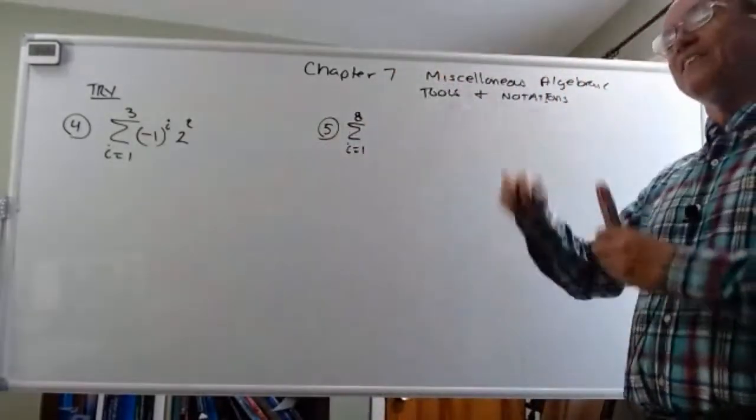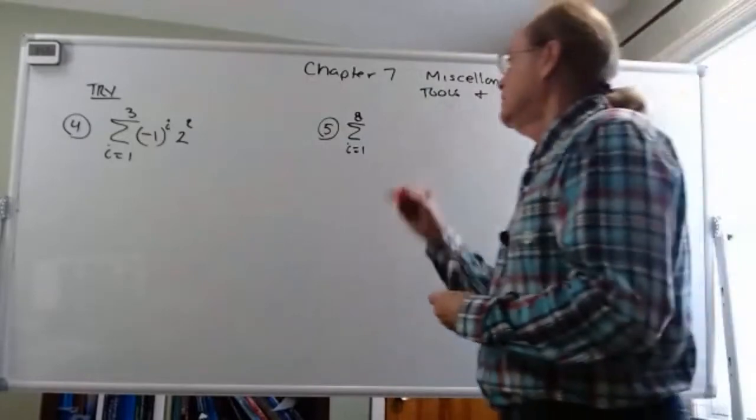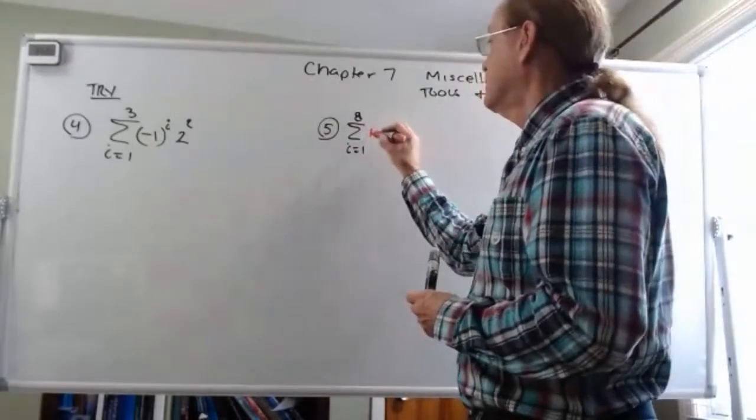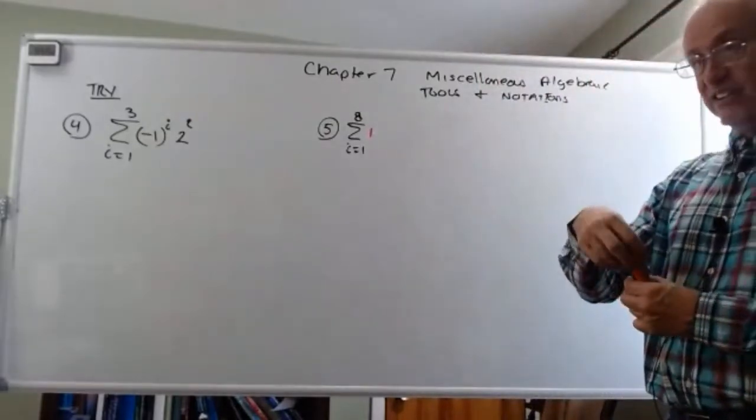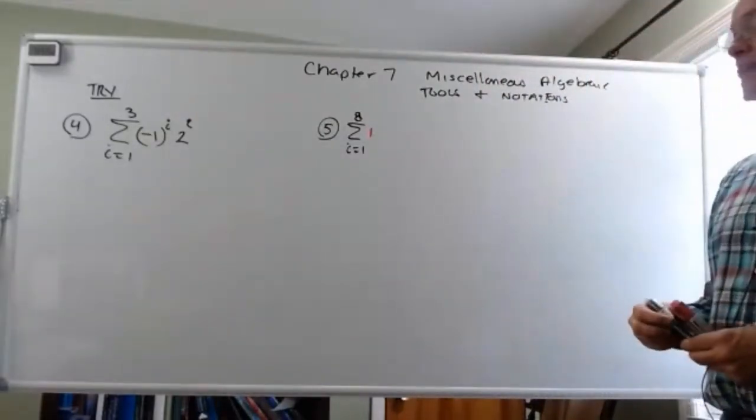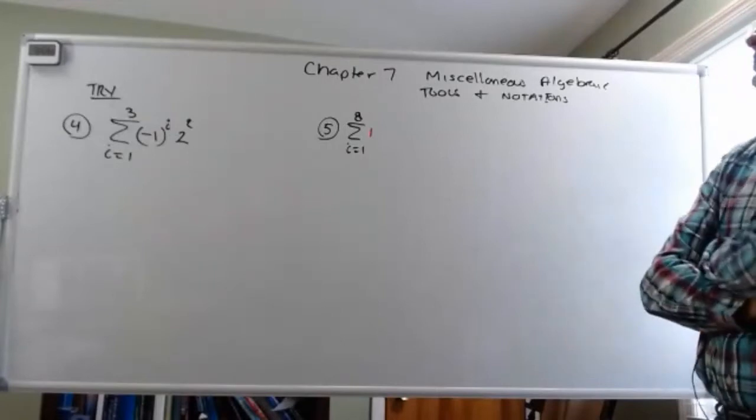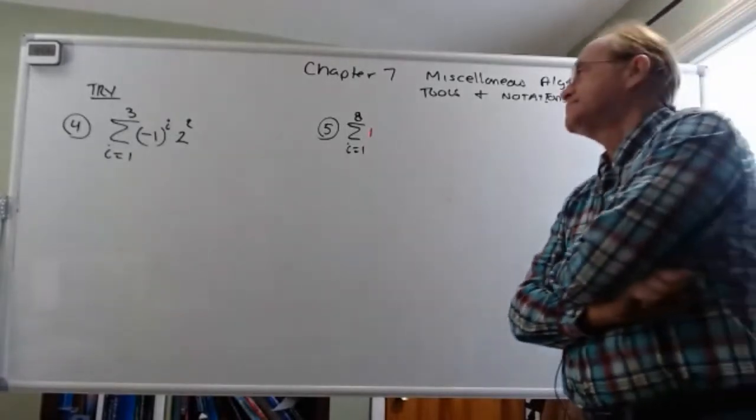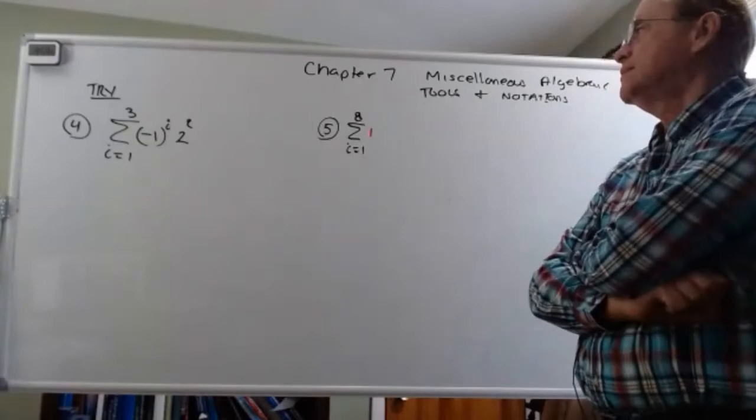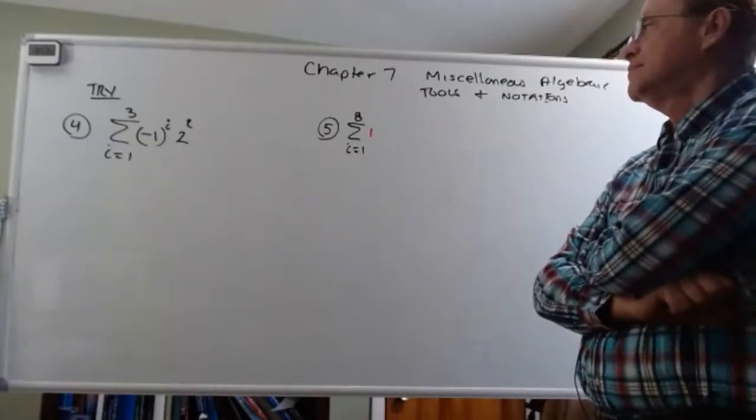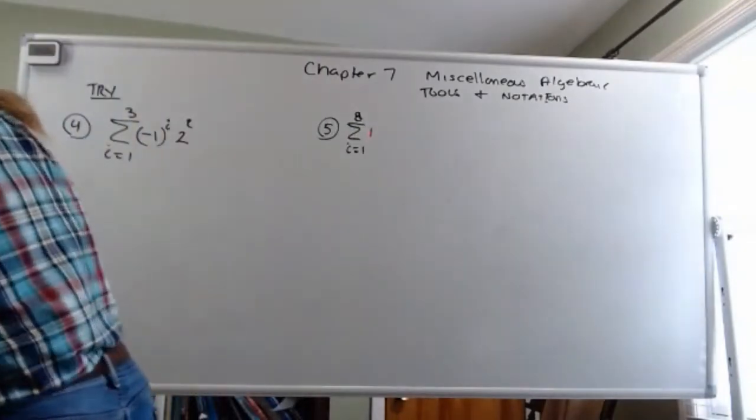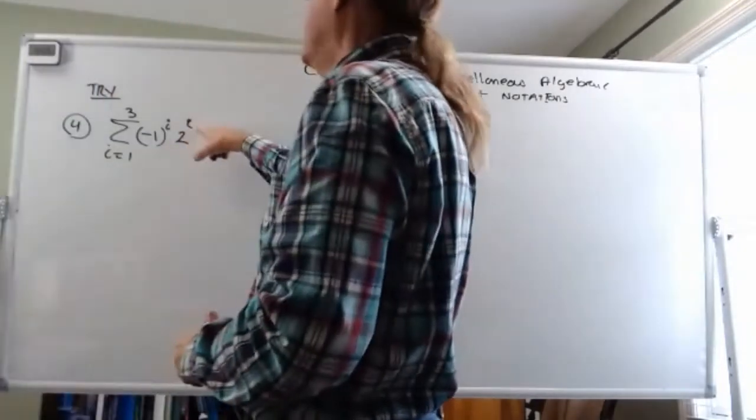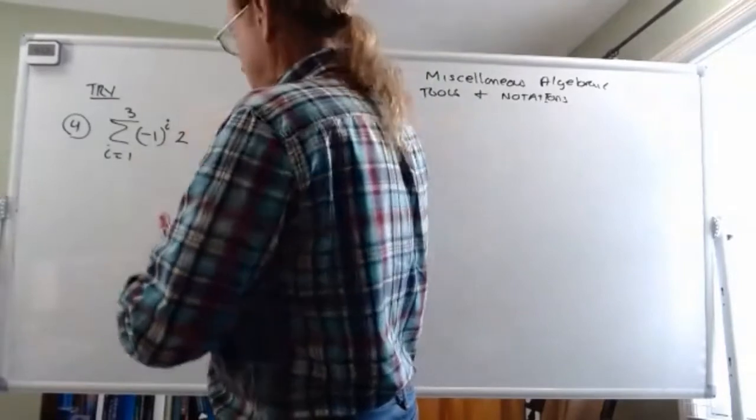When there's nothing there, by default there is a 1 here. So when you don't see anything, it's not 0, it is 1. Let's see if you can work those two out and see what you get. This is 2 raised to the i, right? It's 2 to the i.